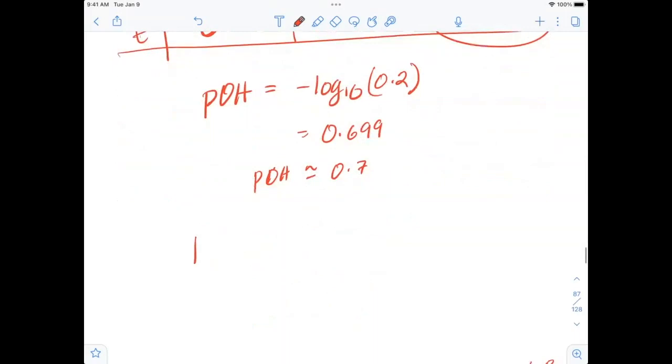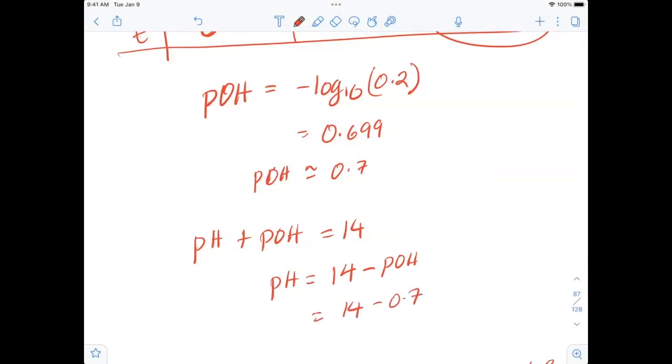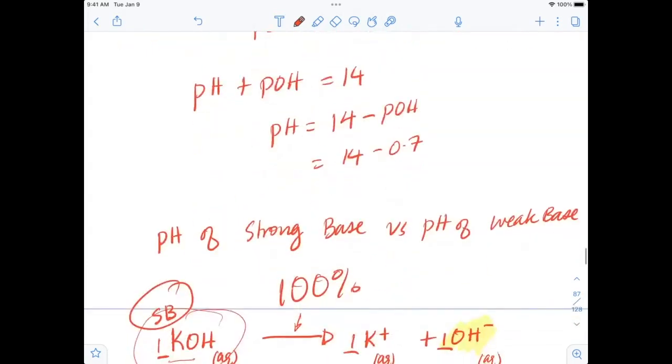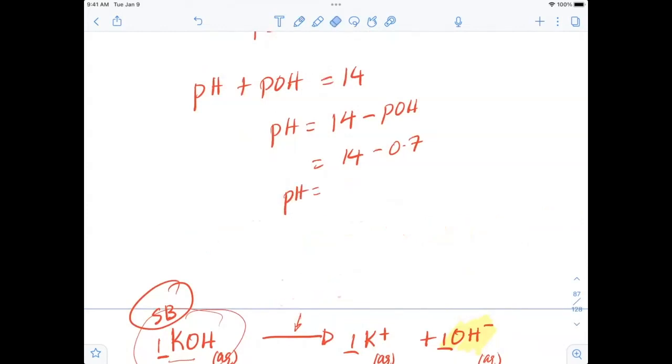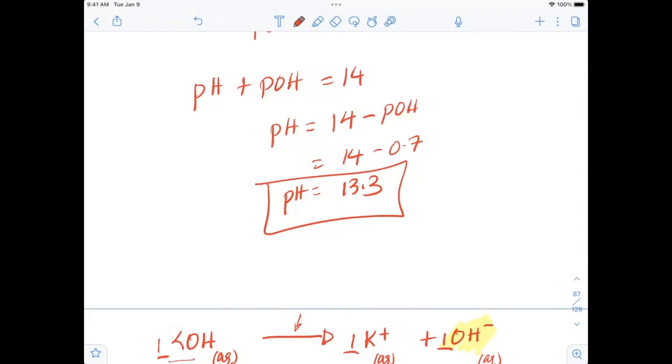Now for pH, we know that pH plus pOH equal 14. Therefore, pH is what we're solving for. It is 14 minus pOH. It's going to be 14 minus 0.7. And so we end up with a pOH. Oh, sorry, pH. I got distracted by this. Oh my goodness, that is a struggle. pH is equal 13.3. Okay.